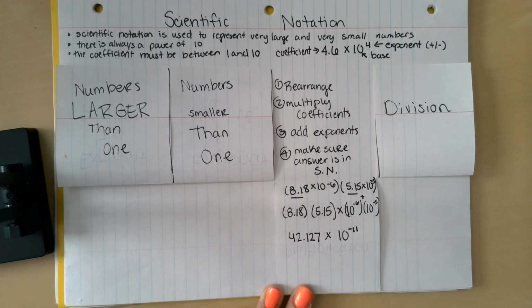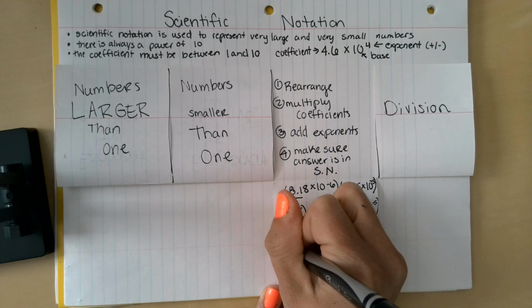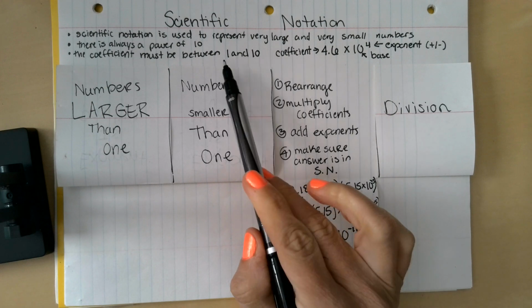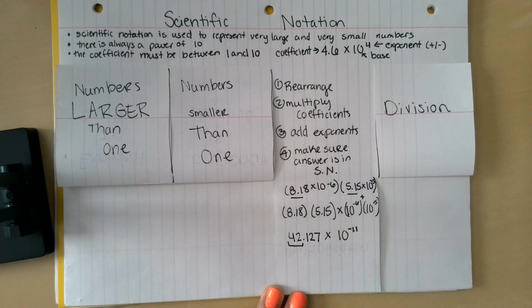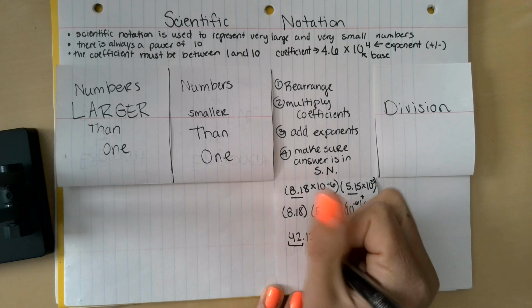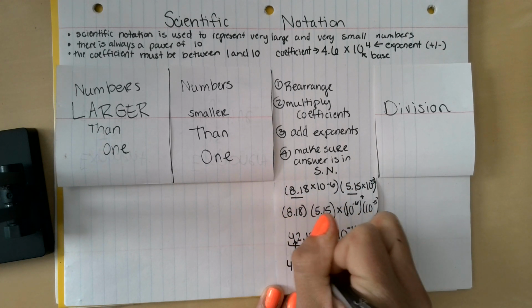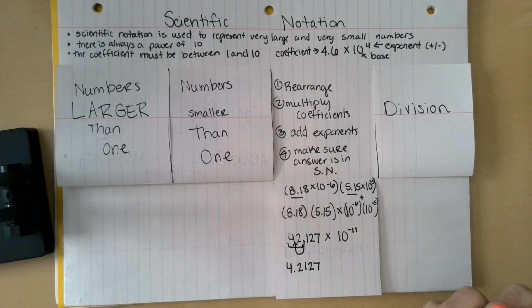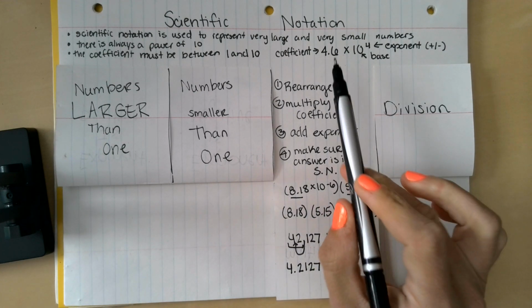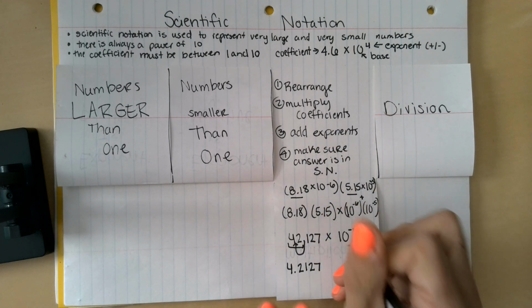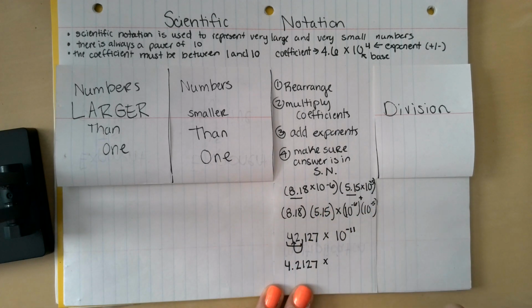Now, step 4, we need to make sure our answer is in scientific notation. This is not in scientific notation because 42 is not between 1 and 10. So what we are going to do is we are going to move our decimal place forward 1. So we have 4.2127. This is now a number where my coefficient is between 1 and 10. And then, because I added a decimal place, I'm going to add 1 to the exponent. However many decimal places you move is how many you will add to the exponent.